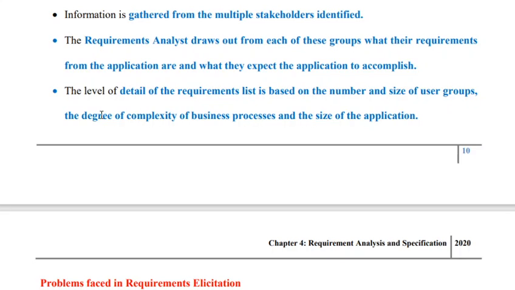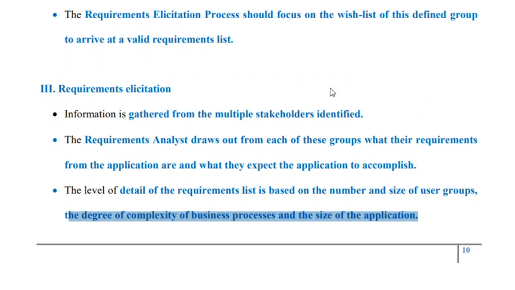Now, this is an important aspect: the degree of complexity of the business process and the size of the application. Depending upon the way we interact with the stakeholders, and their level of intellect, we will be able to determine the complexity involved in the business process and the size of the software application. So requirement elicitation is a very important phase, because it enables one to extract all possible requirements pertaining to the system from the customer.